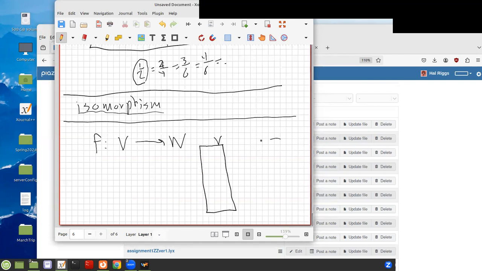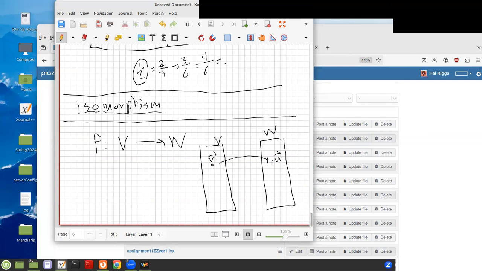Here's V, here's W. So any vector V here is mapped to some vector W here. In other words, if there's one arrow coming from V going over here, there might be more. There might be another vector here going to this one. One thing I do know is that the zero vector in V goes to the zero vector over here, okay?